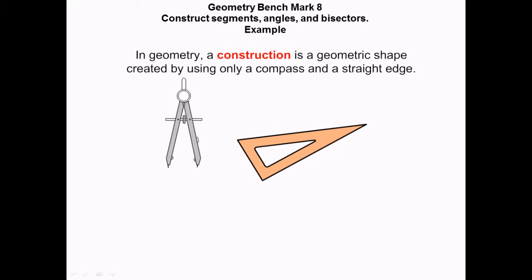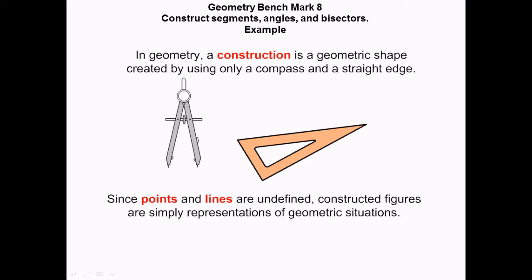Okay, we use a compass and a straight edge in geometry for constructions, and your straight edge can be a ruler or any straight edge. Points and lines are undefined, so constructed figures are representations of geometric situations. They're not the actual thing itself.